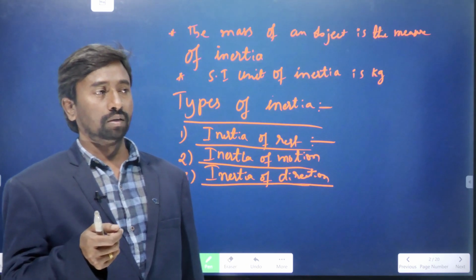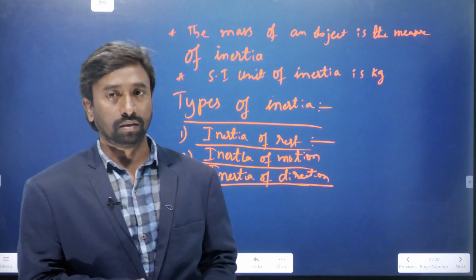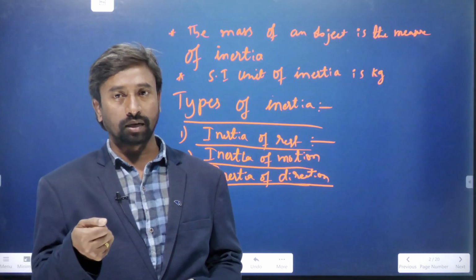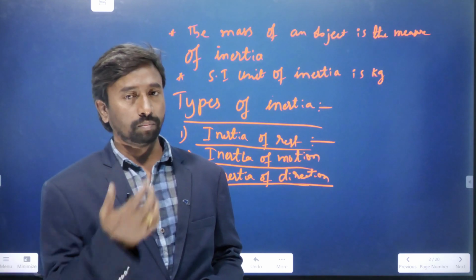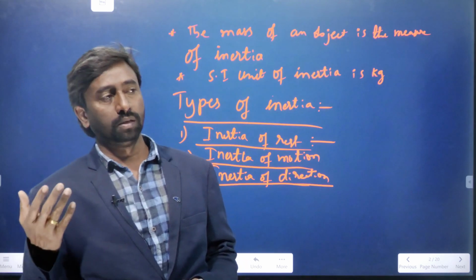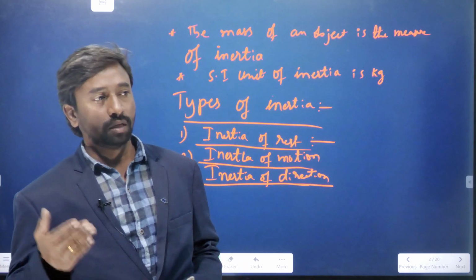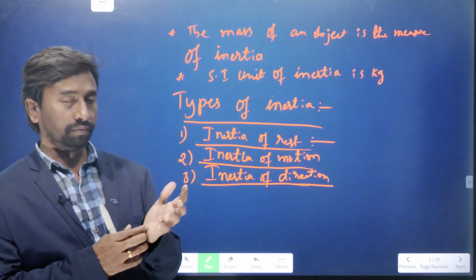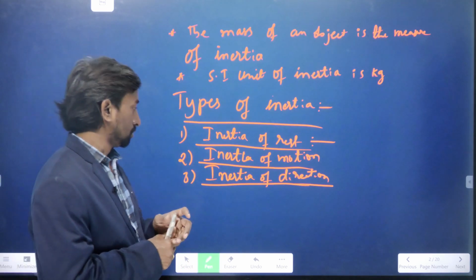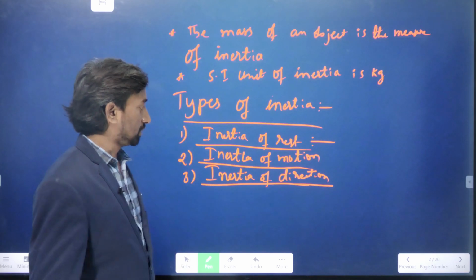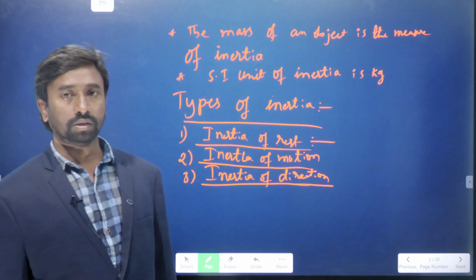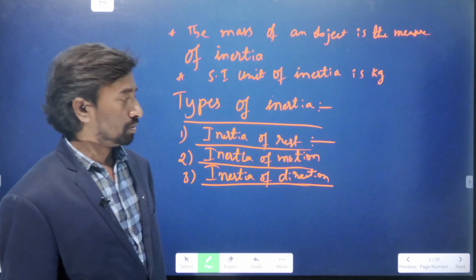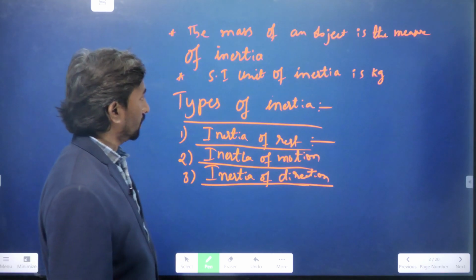Now suppose suddenly the force is removed. There is no centripetal force acting there. Centripetal force is 0. Then it will move away along the direction of the tangent of the circular path, along the direction of the velocity. So they are all examples of inertia of rest, inertia of motion and inertia of direction. Okay, so this is about inertia.